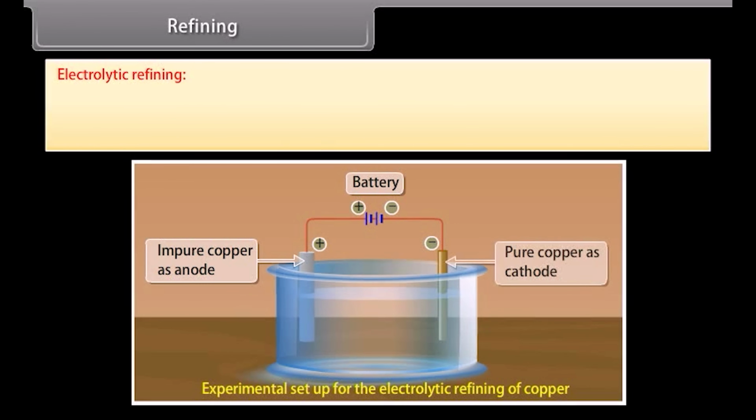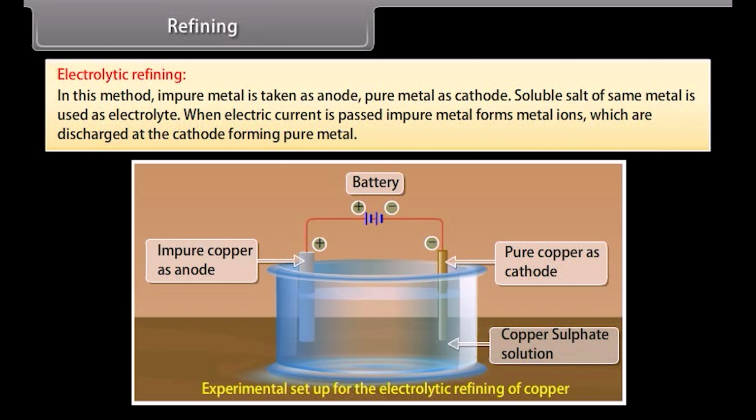Electrolytic refining. In this method, impure metal is taken as anode, pure metal as cathode. Soluble salt of same metal is used as electrolyte. When electric current is passed, impure metal forms metal ions, which are discharged at the cathode, forming pure metal. For example, copper, zinc, and aluminium.